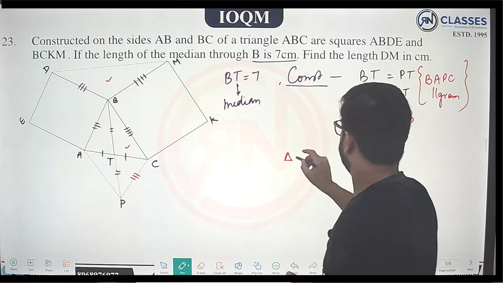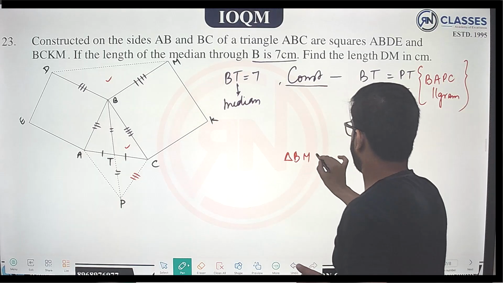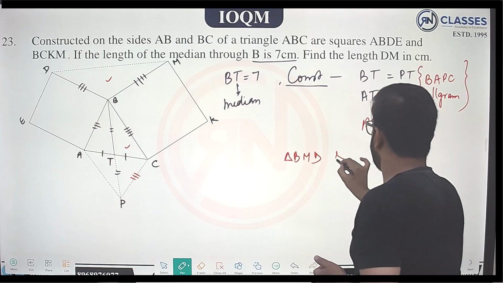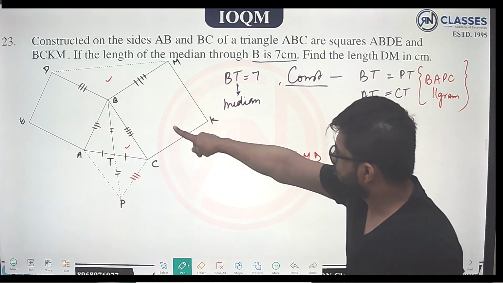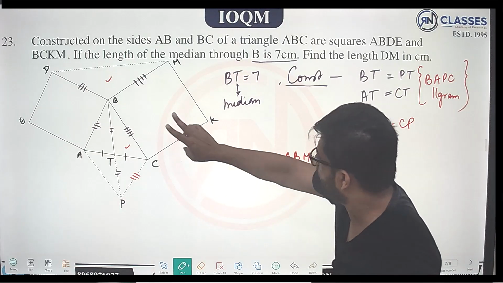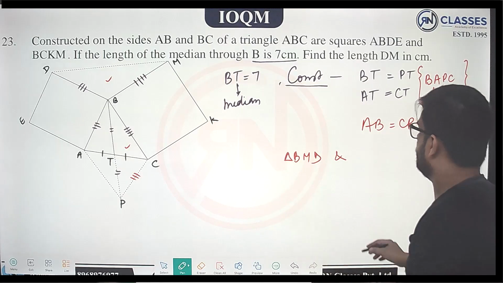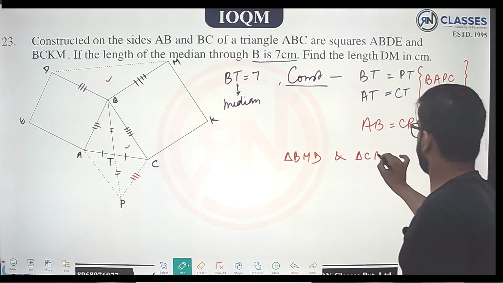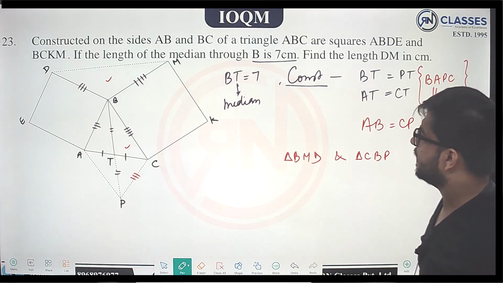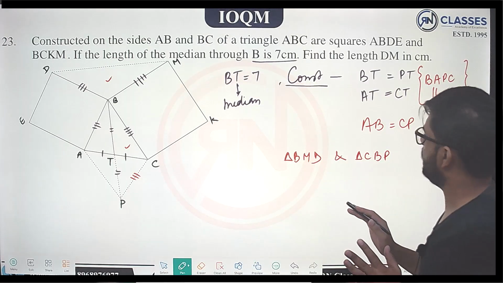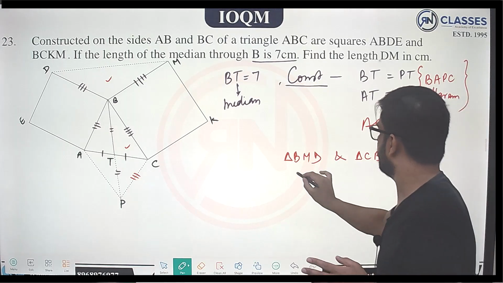BMD, एंड ट्राइंगल, मैंने B से शुरू किया, बड़ा एंगल है तो C से शुरू करूंगा, 4 वाली साइड पे गया, CBP. इन दोनों ट्राइंगल के अंदर मेरे को कुछ चीजें पता थी. BM CB के बराबर है.